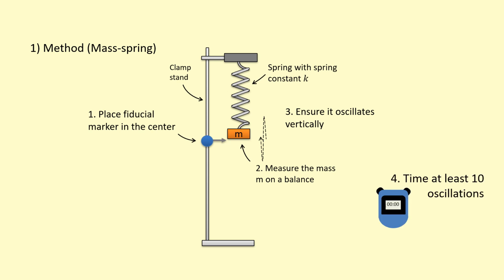And then time at least 10 oscillations to reduce the percentage uncertainty. And then you can repeat this whole process again with a different mass, slightly heavier, but making sure you don't go beyond the limit of proportionality or the elastic limit. And again, keeping the oscillations fairly small.